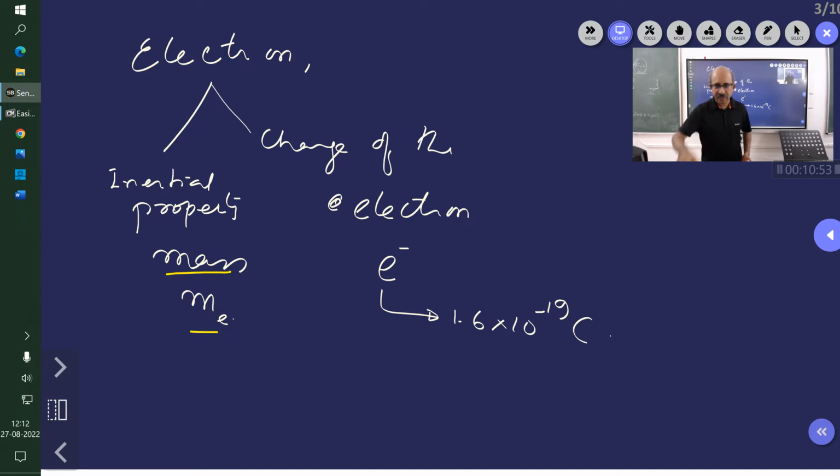For example, if I take this body and leave my hand, it will accelerate downwards, because there is a gravitational force acting on it, m into g. Because of this force, its velocity in this direction is increasing. Now if I keep this body anywhere in this room and leave my hand, it will experience force at every point in this room.